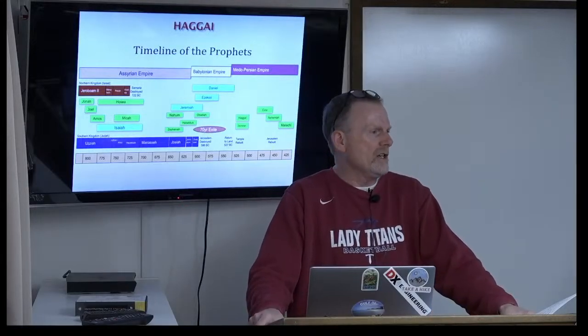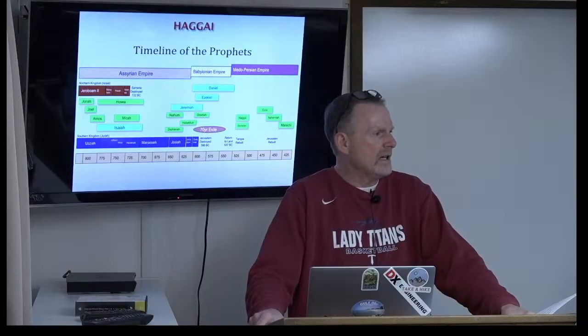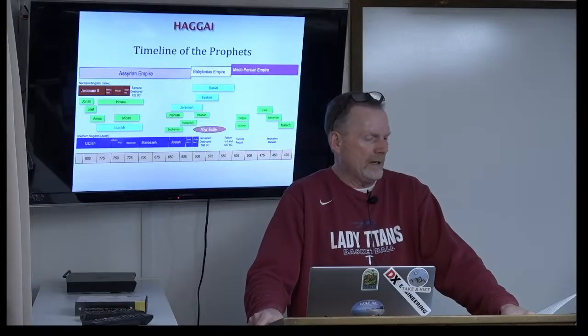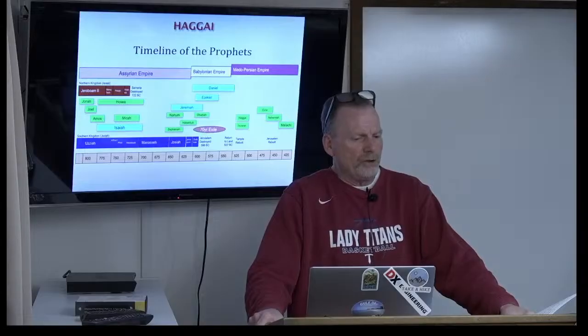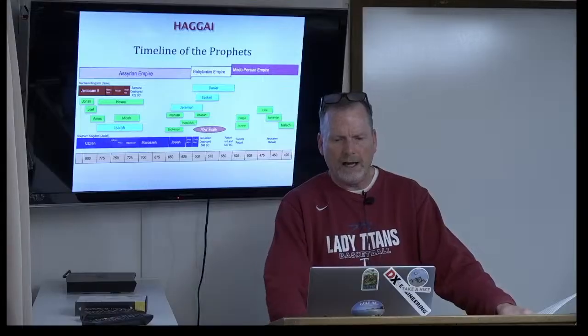So 70 years from 605 is about 536 BC. So that's when we tend to think of the return to the land. Okay, so all of those time frames come into play as we're looking at Haggai.